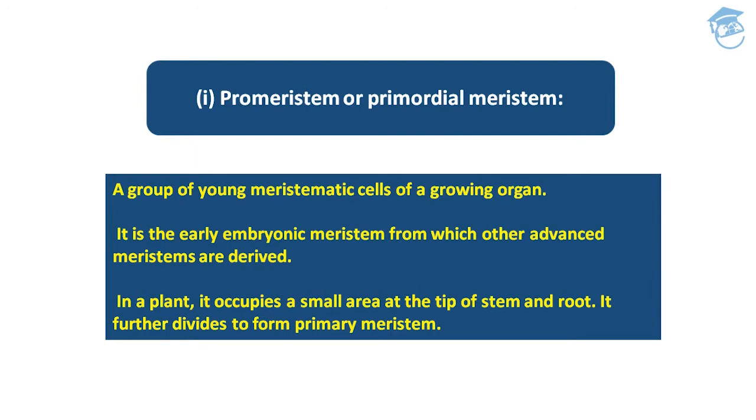In a plant, it occupies a small area at the tip of the stem and root, and it further divides to form primary meristem. That means promeristem, which is also called primordial meristem, gives rise to primary meristem. Then comes primary meristem. Primary meristem is derived from promeristem. Promeristem is also called primordial meristem.